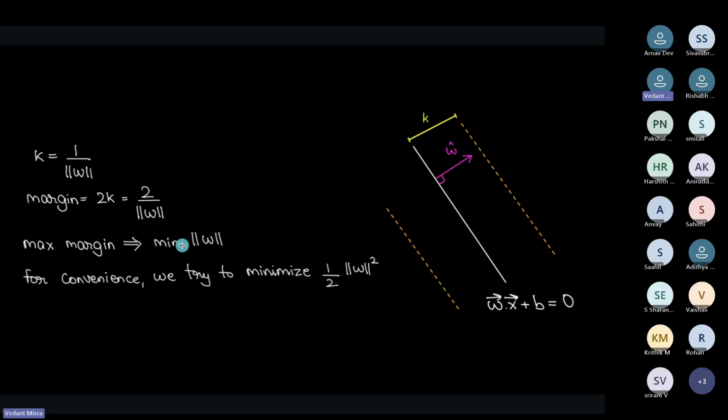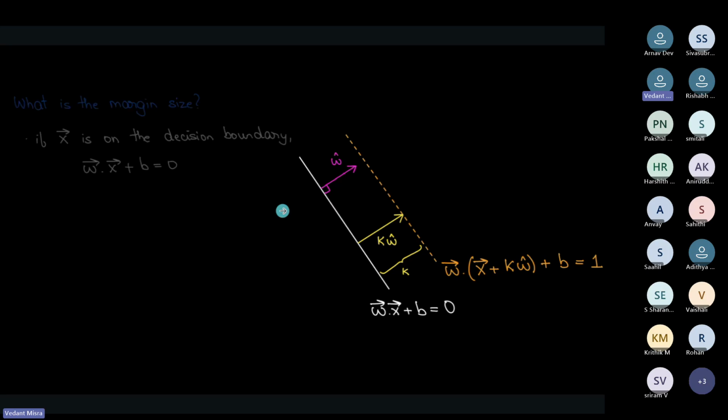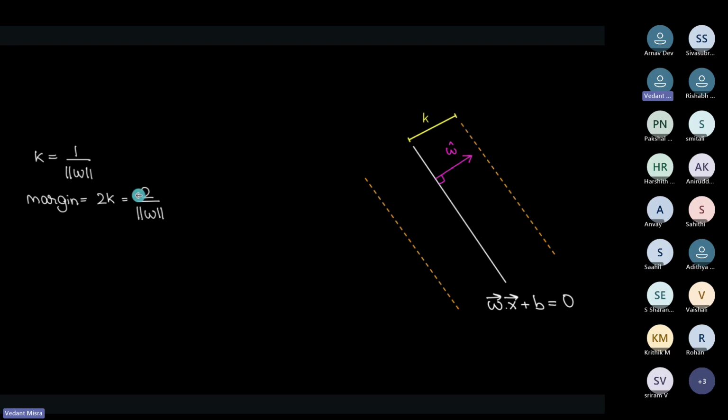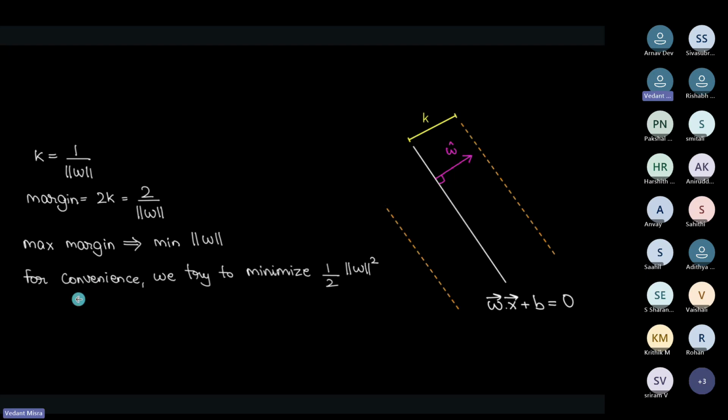And for the sake of mathematical convenience, instead of minimizing norm of W, we minimize this. They're both the same, but when we take the gradients and all, it becomes easier. So just to summarize, we wanted an expression for the margin because that's what we're trying to maximize. We did all this stuff and we finally got that margin is 2 over norm of W. We want to maximize the margin, which is the same as minimizing W. And so, for convenience, we try to minimize half norm of W squared.